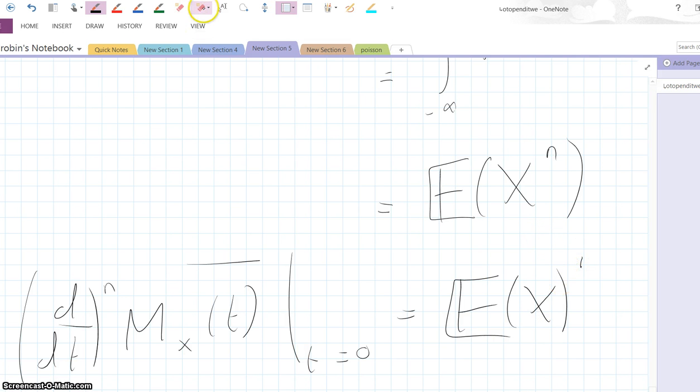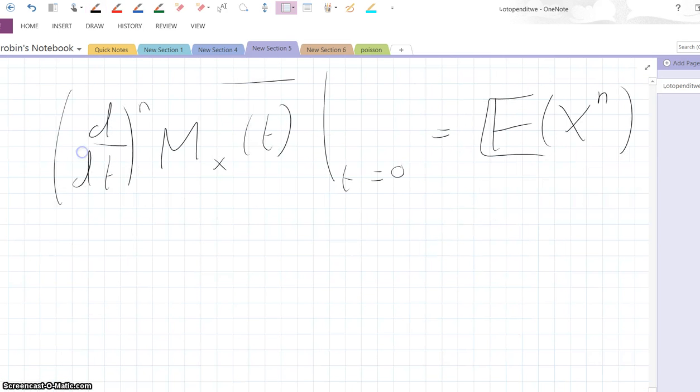I've put the bracket in the wrong place. Get rid of that if I can. Go back to writing mode. Oh dear. Let's try that again. There. That's it.